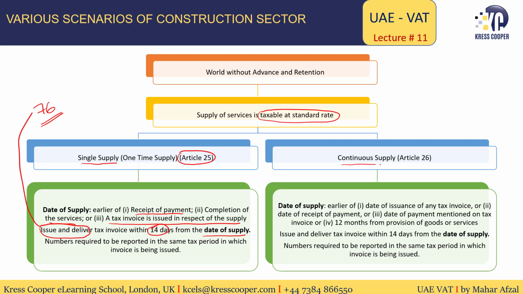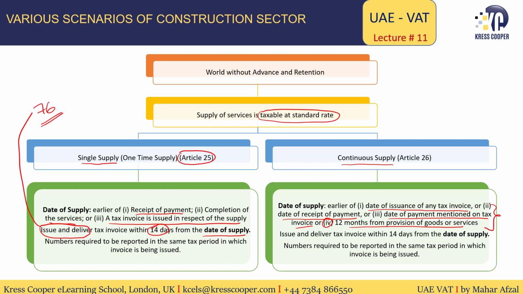In case of continuous supply, law says where there are consecutive or periodic payments, then it is called continuous supply. Law says for the continuous supply, date of supply will be earlier of the date of issuance of tax invoice, date of receipt of payment, or date of payment mentioned on the tax invoice, or 12 months from the provision of goods and services. Out of these four things, whichever will come first, it will be considered date of supply.